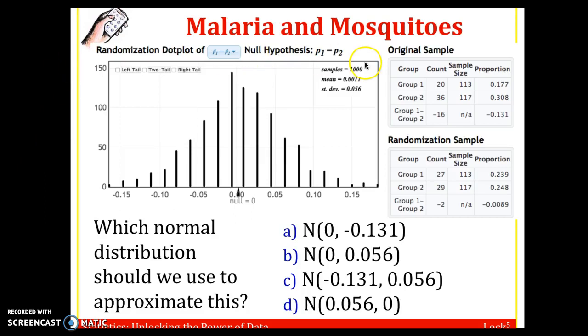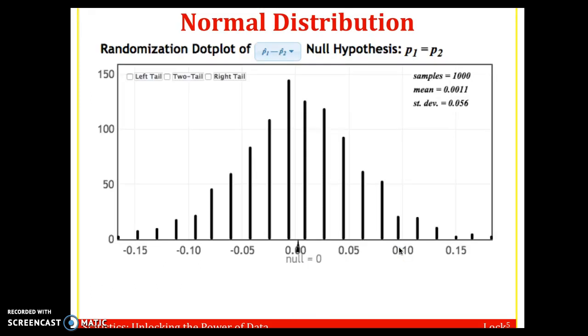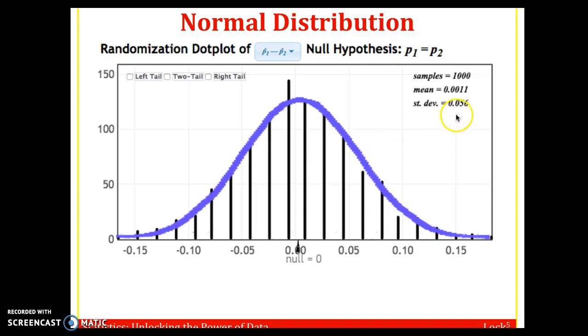So if we look at this example with the malaria mosquitoes, which normal distribution should be used to approximate this? That's right here, the null is 0. That's the center of the bell-shaped curve. So it's got to be A or B. And the second spot right here is the standard error or standard deviation. So it would be 0.056. And that would give the best approximation, 0 and 0.056, would give the normal curve, the null being 0.